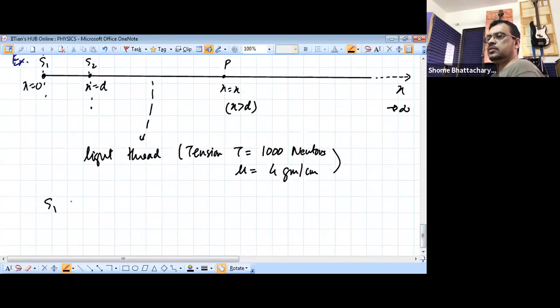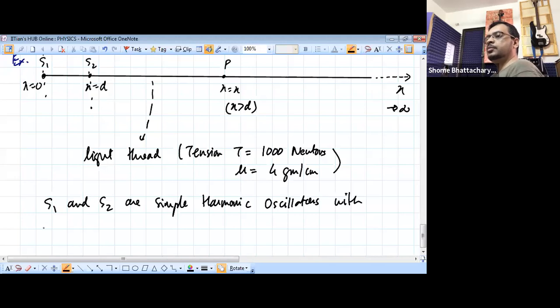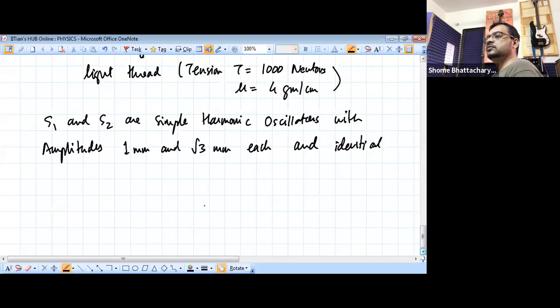Now S1 and S2 are simple harmonic oscillators with amplitudes, let's say 1 millimeter and √3 millimeters, and identical frequency of f equal to 1 kilohertz each.